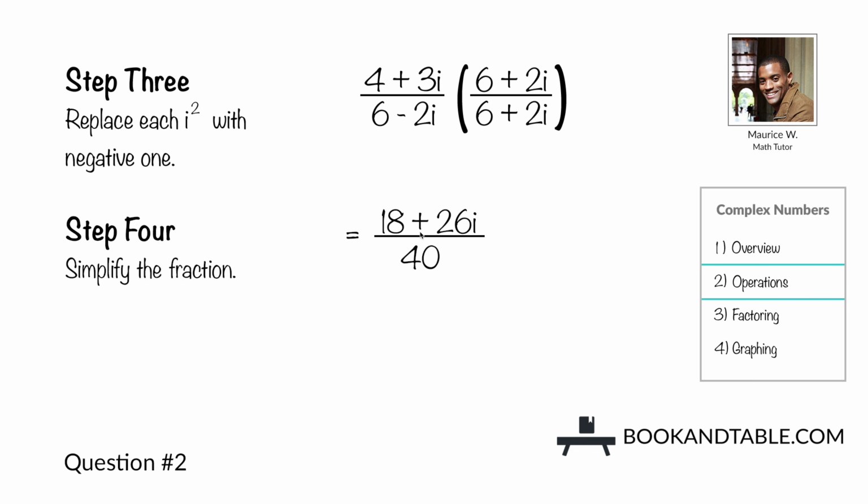So we have 18 plus 26i divided by 40. So we can simplify the fraction, first by splitting it up into two separate fractions. 18 divided by 40 plus 26i divided by 40. And you can simplify this further by removing 2 from the numerator and denominator of each of these terms, leaving you with 9 over 20 plus 13i over 20.